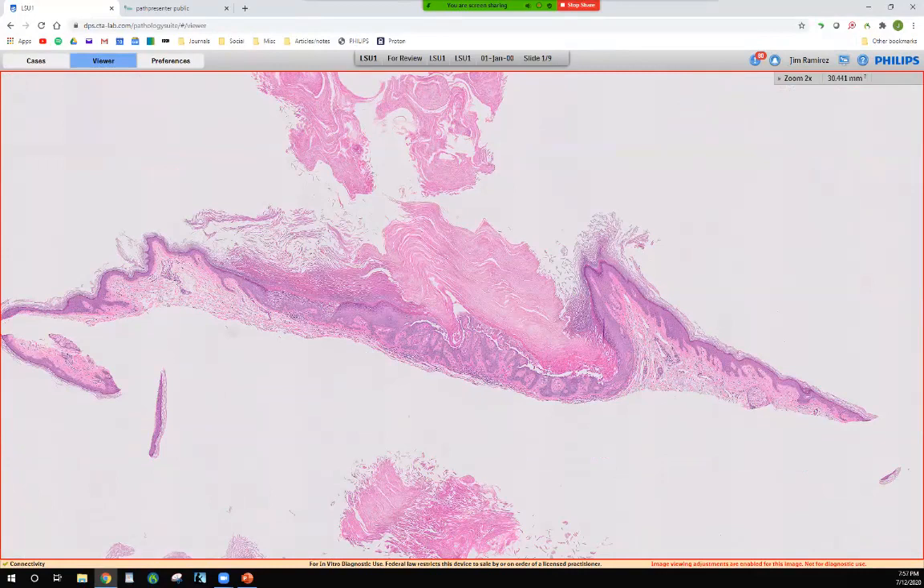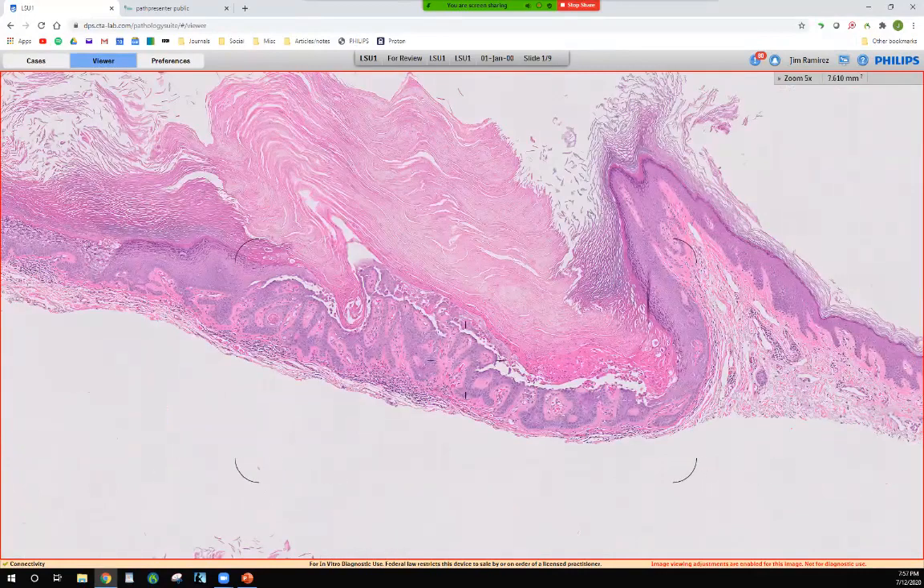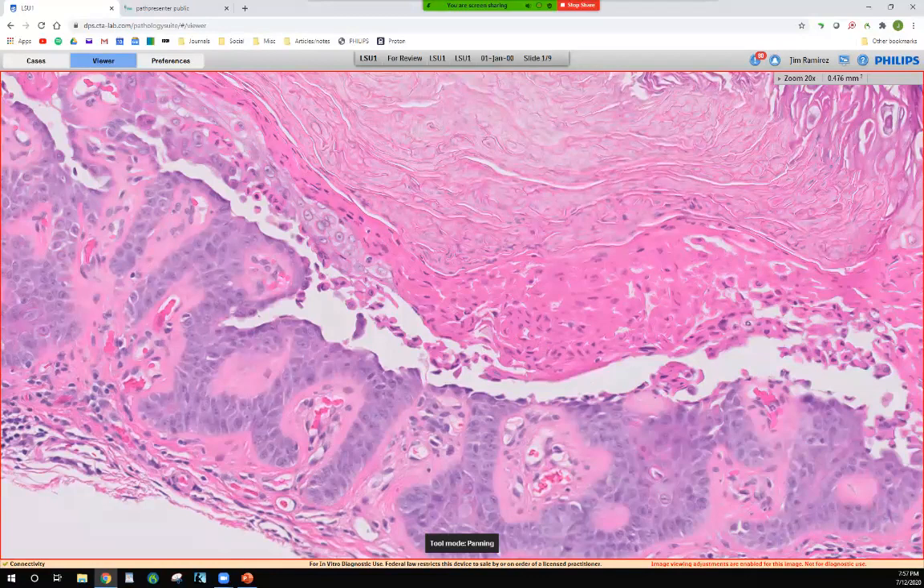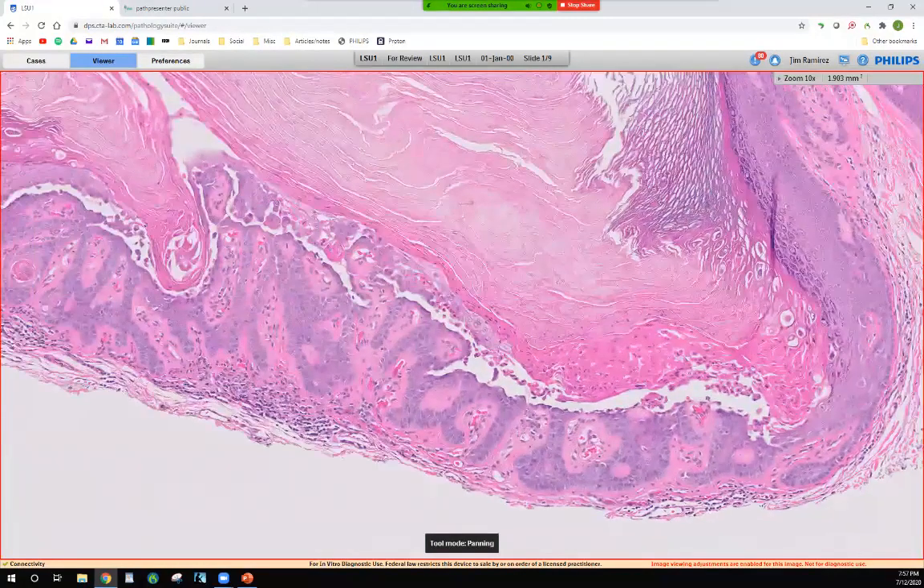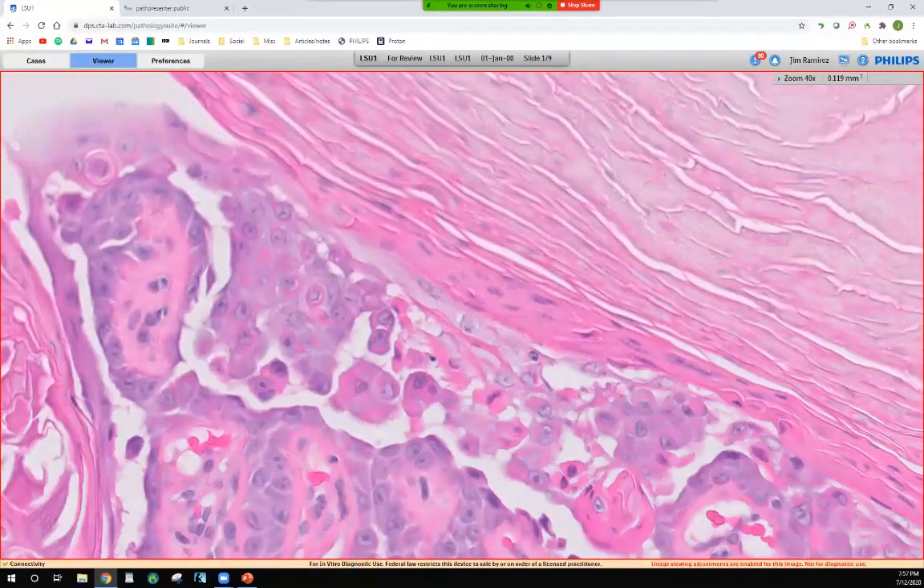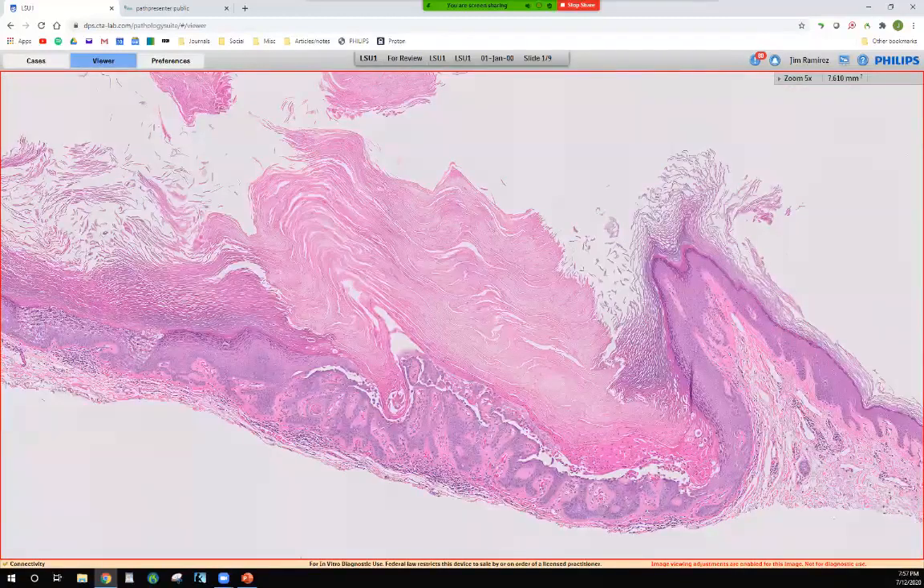If you remember what I said earlier about warty dyskeratoma being one of the things that has acantholytic dyskeratosis, and if indeed we go to higher power, we can see these nice corps ronds right here and corps grains. And we have this nice acantholysis right here. Really nice example of corps ronds right here, and corps grains right here. So this is a warty dyskeratoma, one of the conditions that can give you the major patterns we just talked about, the acantholytic dyskeratosis.